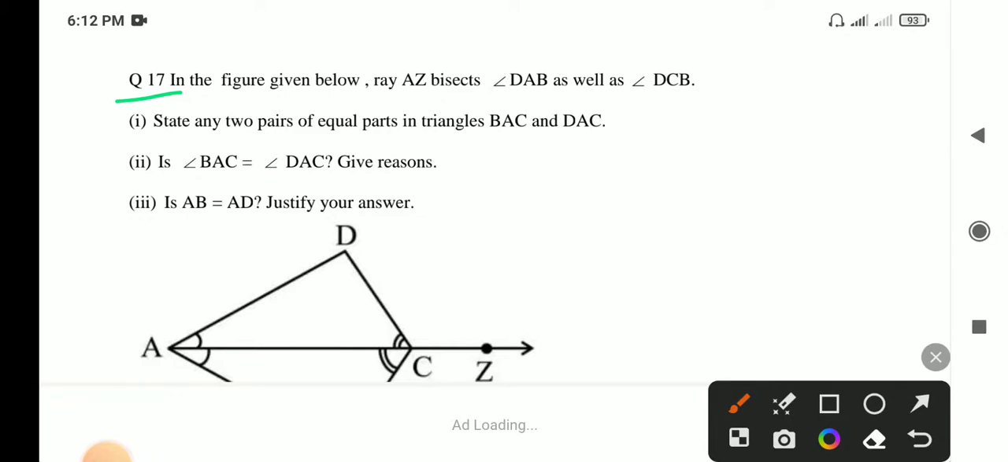Question number 17, in the figure given below, ray AZ bisects angle DAB as well as angle DCB. Yes, you can see the figure.